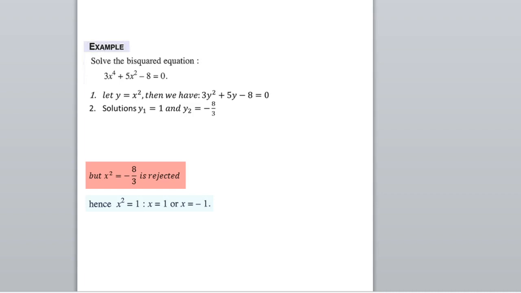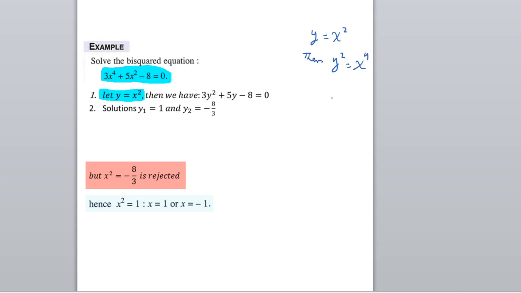Example: solve the bi-squared equation 3x power 4 plus 5x squared minus 8 equal to 0. What is this? It is a bi-squared equation because the highest power is 4, so it is an equation of degree 4. Okay, what was he telling me? He says let y equal x squared. That is the first step. If y is x squared, then what is y squared? Squaring here and here, this becomes x power 4.